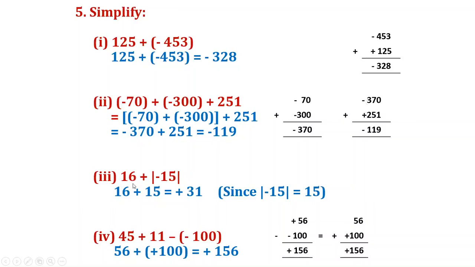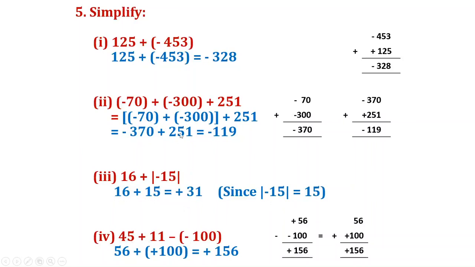The third one is 16 plus of modulus of minus 15. You know, modulus of minus 15 is nothing but absolute value of minus 15, which is plus 15 only. Since modulus of minus 15 is equal to 15, we can write 15 in place of modulus of minus 15. Just we can add 16 plus 15, which is plus 31.